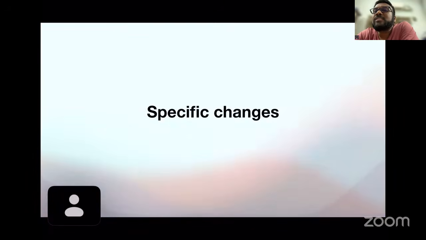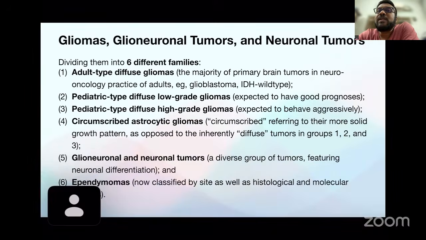So this will be the decider for most of the diagnosis. So we'll now go into the specific changes. This topic is very important. What are all the specific changes the CNS5 has included? First we'll talk about gliomas, glioneuronal tumors and neuronal tumors. These are divided into 6 different families based on the CNS5. First we have the adult type diffuse glioma, the majority of the primary brain tumors in the neuro-oncology practice of adults, like the glioblastoma, IDH wild type.